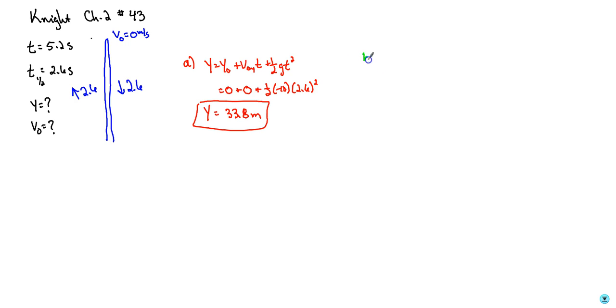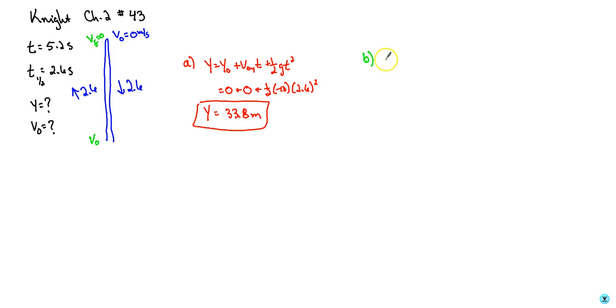Part B then asks, what was the initial speed that it was kicked at? So we can split it up again, and now instead of looking at it on the way down, we're going to look at it on the way to the top. When it gets to the top, its speed is going to be 0, and this time we'll call it v sub f, and down here will be v sub o.